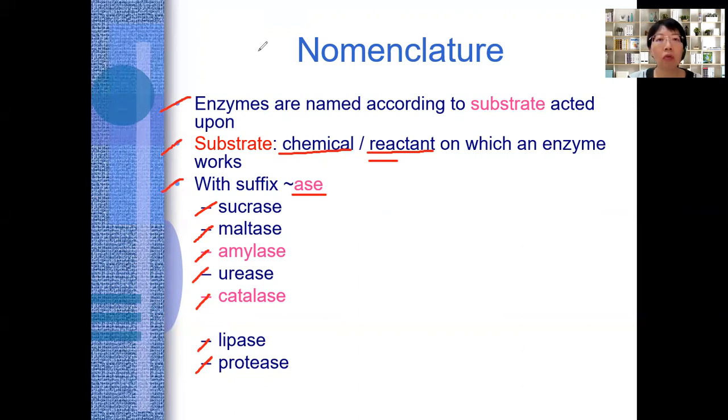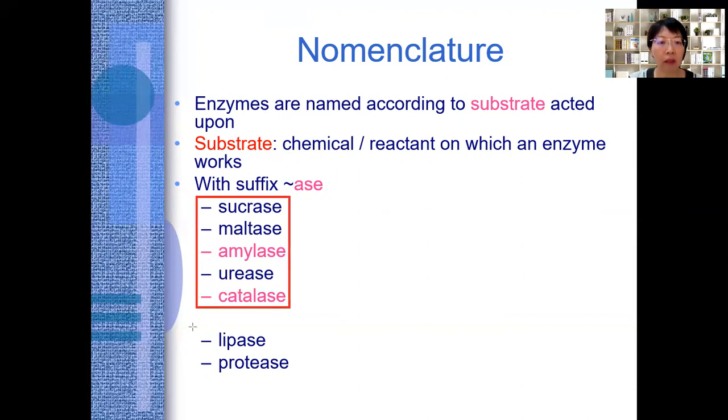All right, so you can see that I actually divide the enzymes into two big groups, right? The one on top, all these 5, and the one at the bottom, these 2. So why is it I divide them into these 2 groups? Can you see or not? Why do you think that I divide them into these 2 groups?